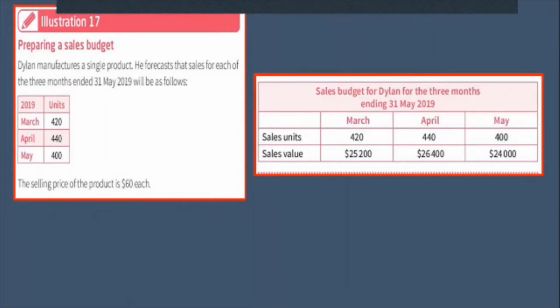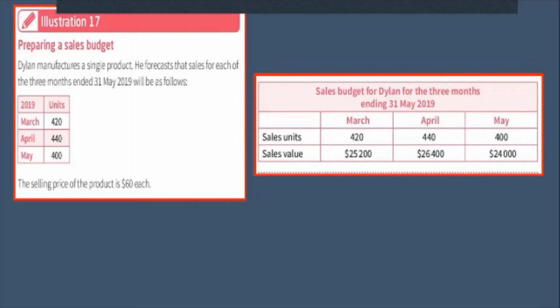Dylan manufactures a single product. He forecasts that sales for each of the 3 months ended 31st of May 2019 will be as follows. March 420 units, April 440 units, and May 400 units. The selling price of the product is $60 each. And we are to prepare a sales budget for that.